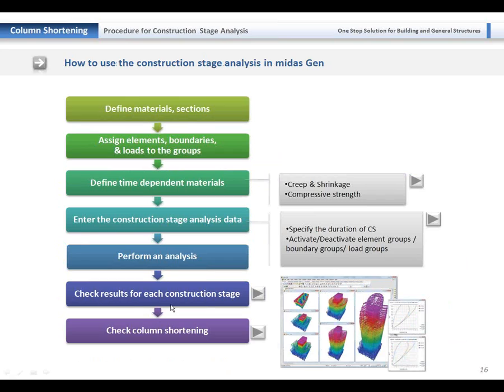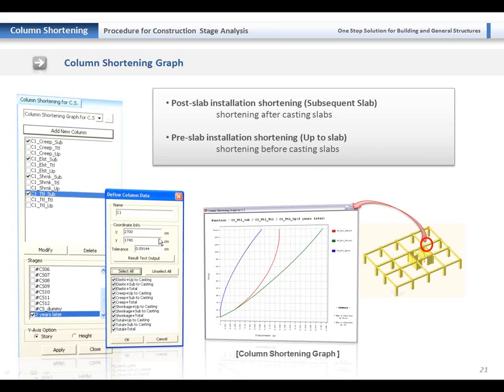After checking these results, finally, we check the column shortening results. For the column shortening, by specifying the position of the column, we can check post-slab installation shortening or pre-slab installation shortening, or the summation of the two. So we will see how to check it during the demonstration.